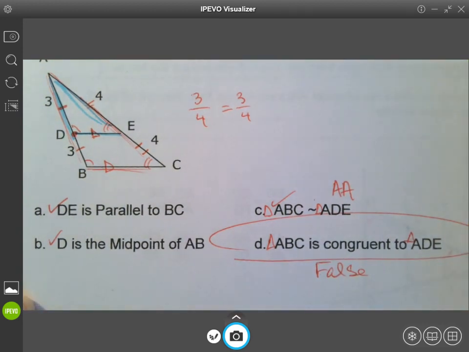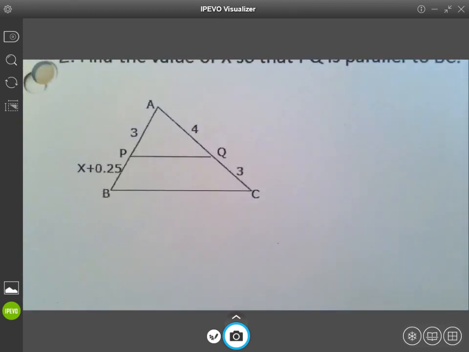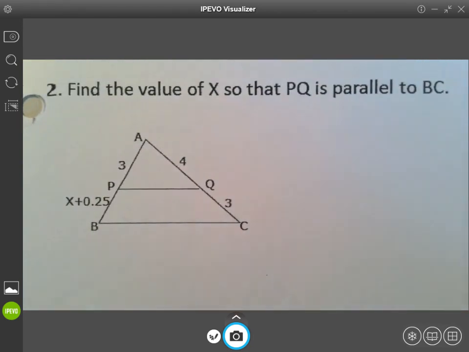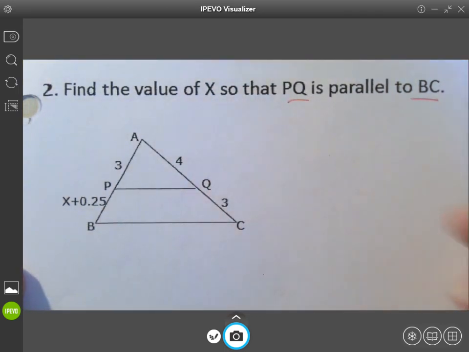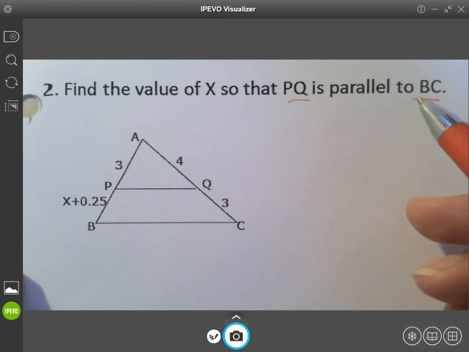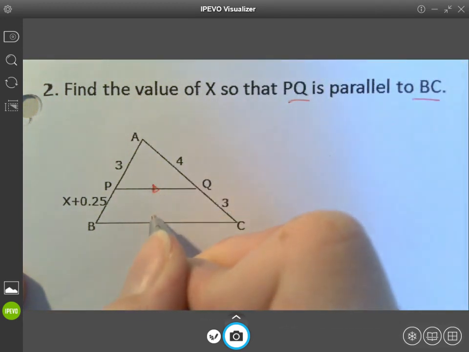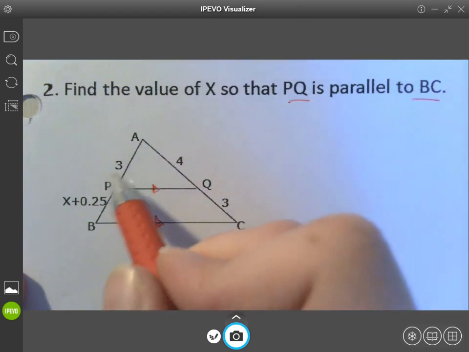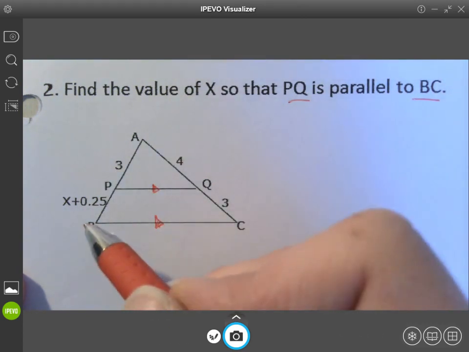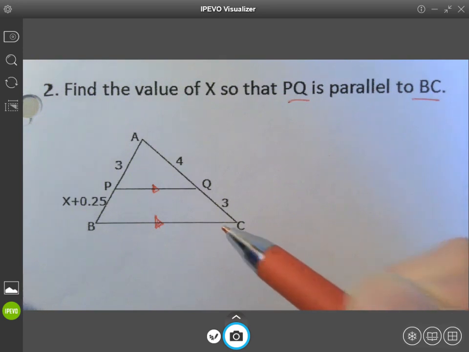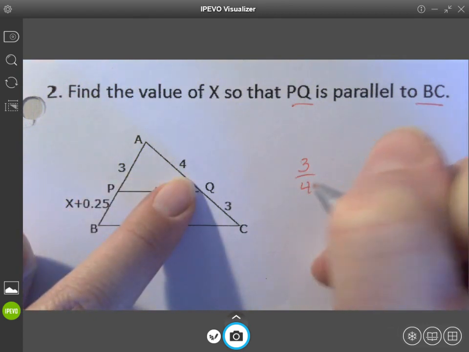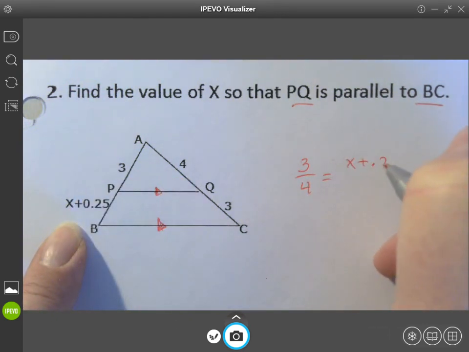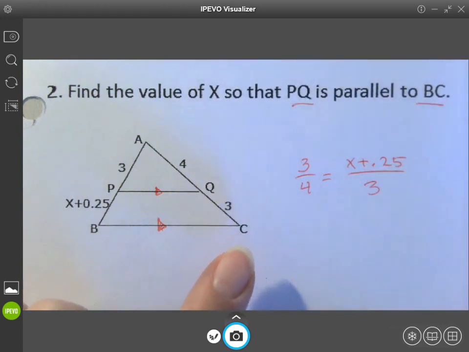All right, I think we have one page left. So I want you to go ahead and take a minute, look at what you know. You can't make anything up. It is telling you to find X, so PQ is parallel to BC. So guys, if PQ was parallel to BC, it's not, it's telling us make it happen. If these are parallel, then these are proportionate, right? So find the value of X so they're parallel. If they're proportionate, they're parallel. So I'll start you. You would do 3 over 4 is going to equal X plus 0.25 over 3. All right, so take a second and do that cross multiplication.